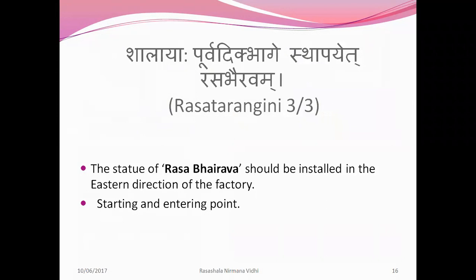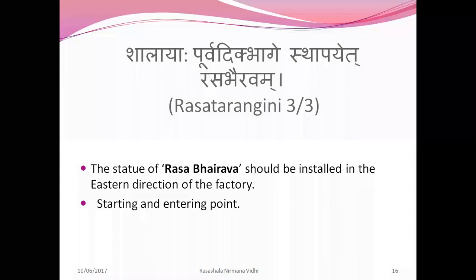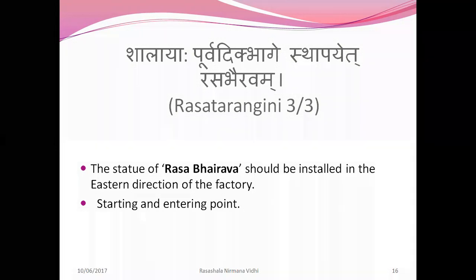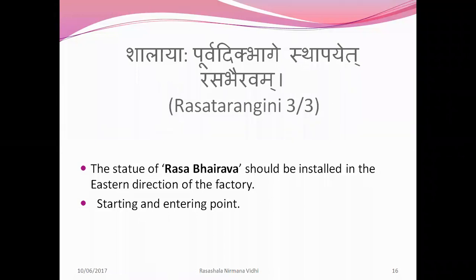So the statue of Rasabhairava, that is Lord Shiva, which is prepared out of mercury and gold. Actually, it is a Rasalinga. It should be installed in the eastern direction of the Rasashala, in the center of the Rasamantapa. In the eastern direction, we need to construct a small platform which is named as Rasamantapa. In the center of the Rasamantapa, the Rasalinga, that is Rasabhairava, should be installed.